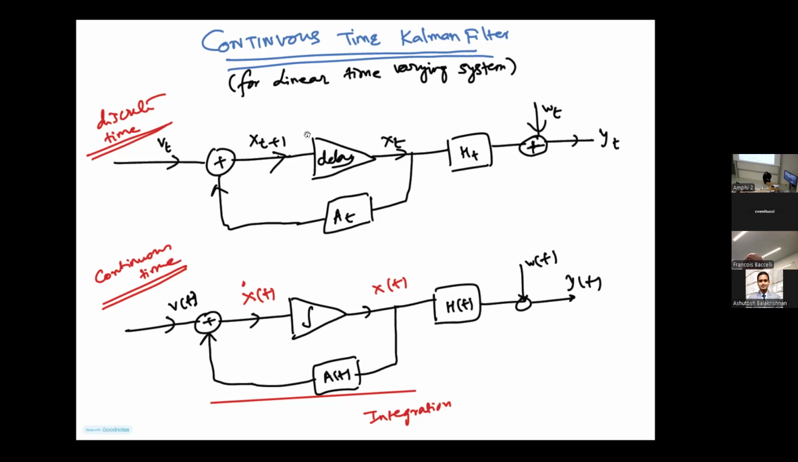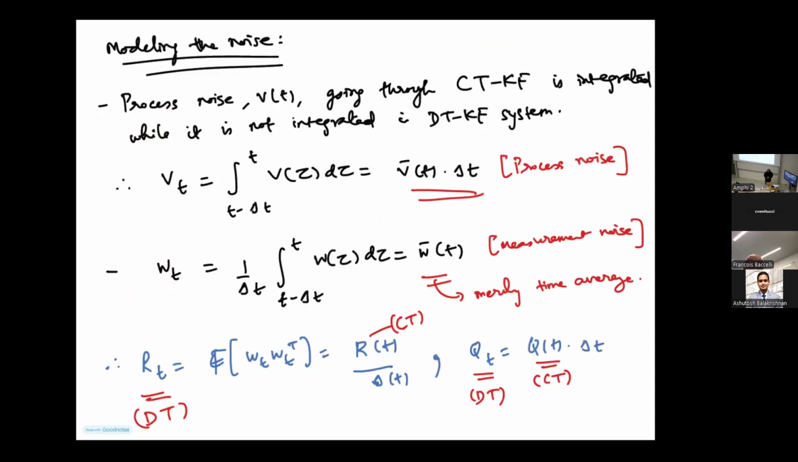So far in the discrete time case, we had a delay, so xt plus 1 delayed to xt. But in the continuous time case, the difference equations are now replaced by differential equations, and the delay, that is the delay of the time unit, is now replaced by the integrator. This change in continuous time with respect to discrete time is going to bring some modifications. So let's try to model the process noise and the measurement noise.